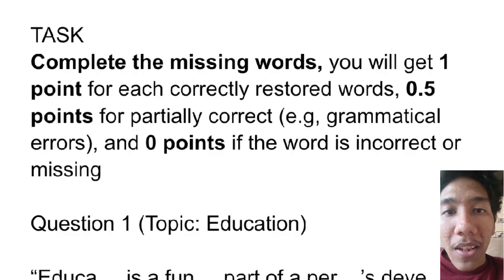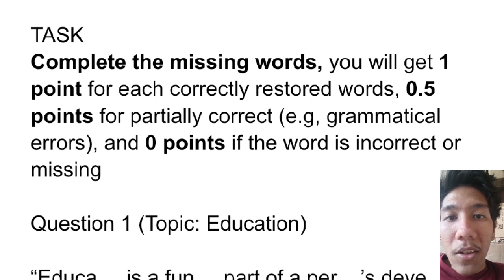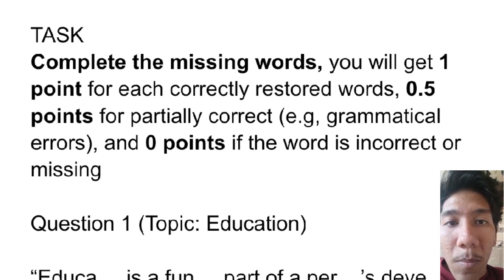Task: complete the missing words. You will get 1 point for each correctly restored word, 0.5 points for partially correct, for example grammatical errors, and 0 points if the word is incorrect or missing. Question 1. The topic is education.